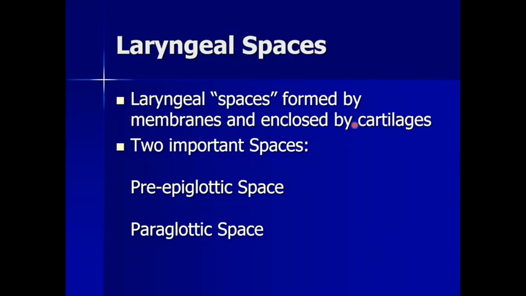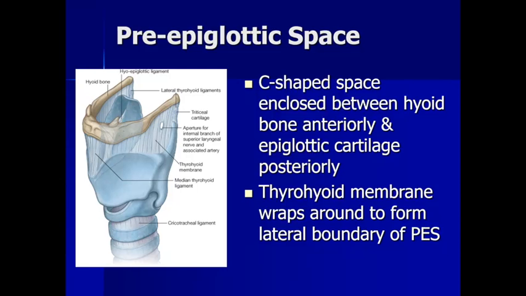The laryngeal spaces are formed by the membranes and enclosed by the cartilages. We have two very important spaces: the pre-epiglottic space and the paired paraglottic space. The pre-epiglottic space is a C-shaped space. It's enclosed anteriorly by the hyoid bone and posteriorly by the epiglottic cartilage, and then you have the thyroid membrane that wraps around its lateral border.